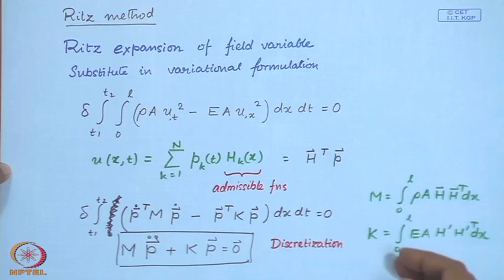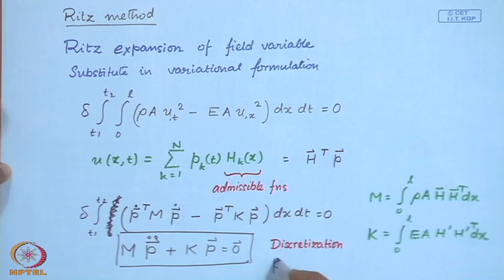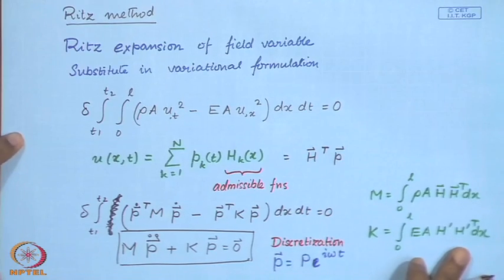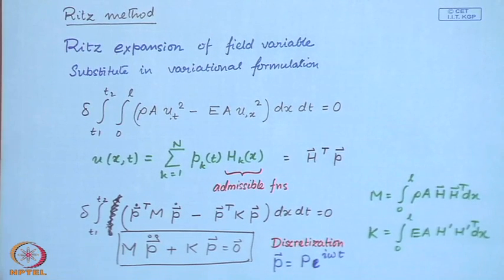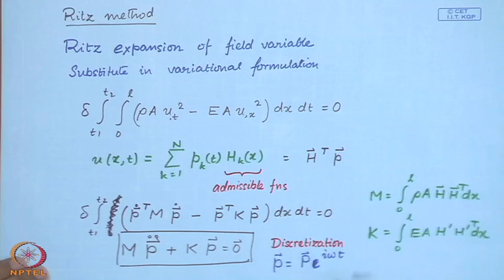Now, once we have discretized, we can search for solutions as we do for discrete systems. So, we search for modal solutions of this form and we solve the eigenvalue problem. So, after this the things are very standard.